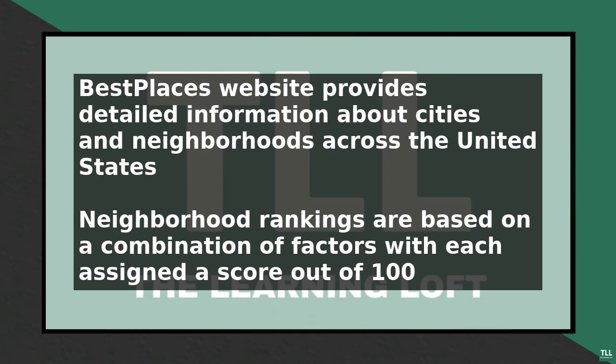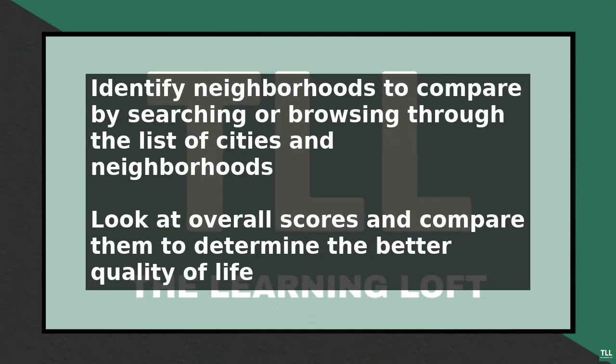First, identify the neighborhoods you want to compare. You can do this by searching for specific neighborhoods on the Best Places website or by browsing through their list of cities and neighborhoods. Once you have selected the neighborhoods, look at their overall scores and compare them. A higher score indicates a better quality of life.